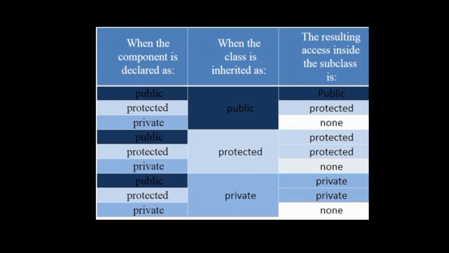So when we are inheriting as a public base, which is during inheritance, the mode of inheritance is public, then let's see what happens. If our component declared was public, it remains public. If our component declared was protected, it remains protected, and private is never inherited, so there is no resultant access inside the subclass.